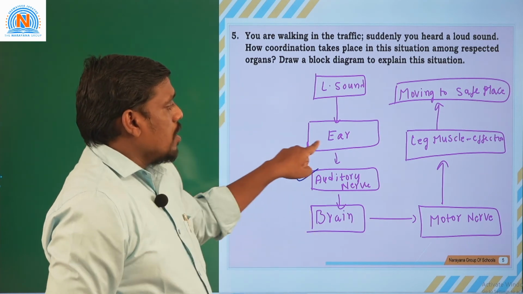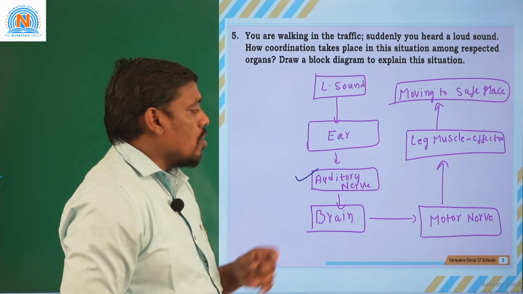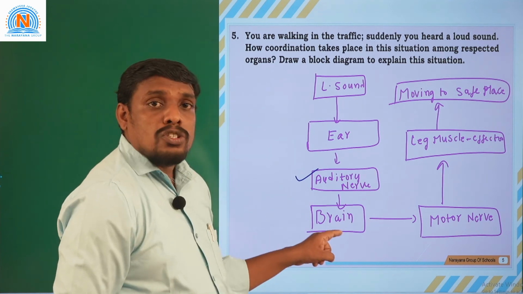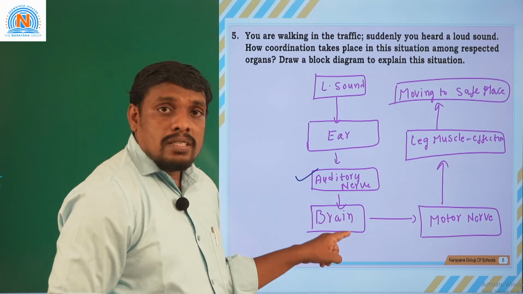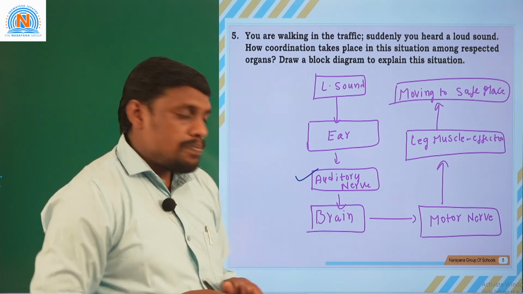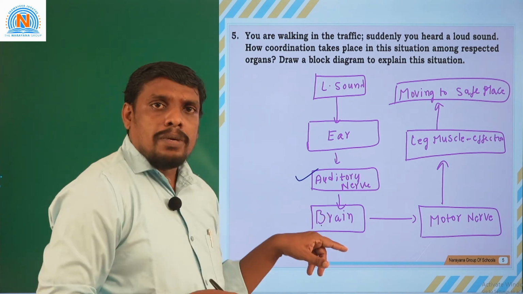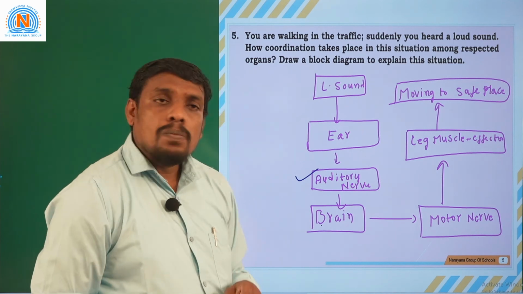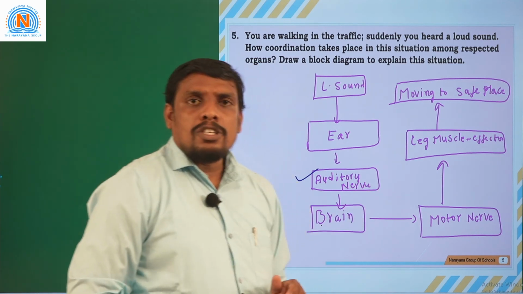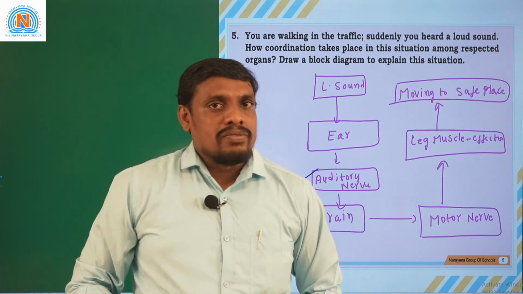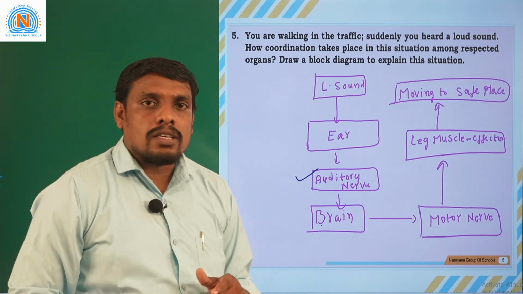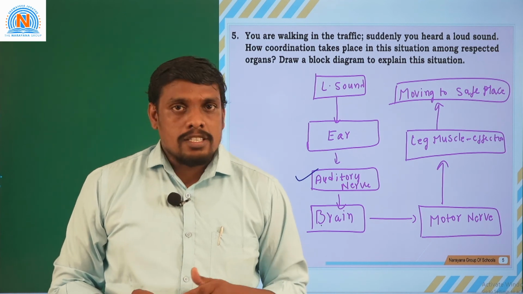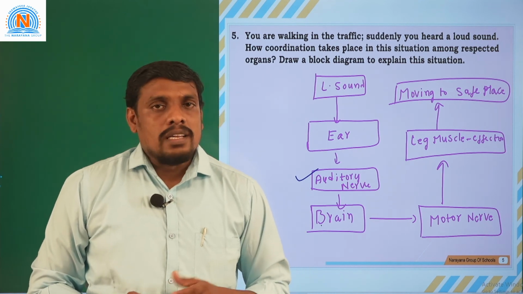So this loud sound is taken in by the ear, and the ear contains the auditory nerve, formed by the vestibular nerve and cochlear nerve. This auditory nerve carries the information to the brain, and here the auditory nerve is a sensory nerve. Now the brain analyzes this information and sends signals to the leg muscles with the help of the motor nerve, that is, the efferent nerve. Now the leg muscles receive that information and push our body to a safe place. So this entire mechanism is a block diagram which helps us understand how we respond to external stimuli. Clear, students?